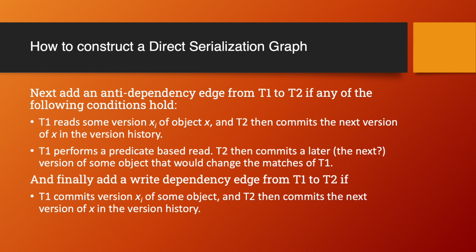Next, add an anti-dependency edge from T1 to T2 if any of the following conditions hold. T1 reads some version xi of object x, and T2 then commits the next version of x in the version history. Or T1 performs a predicate-based read, and T2 then commits later the next version of some object that would change the matches of T1. And finally, add a write dependency edge from T1 to T2 if T1 commits version xi of some object, and then T2 commits the next version of x in the version history.